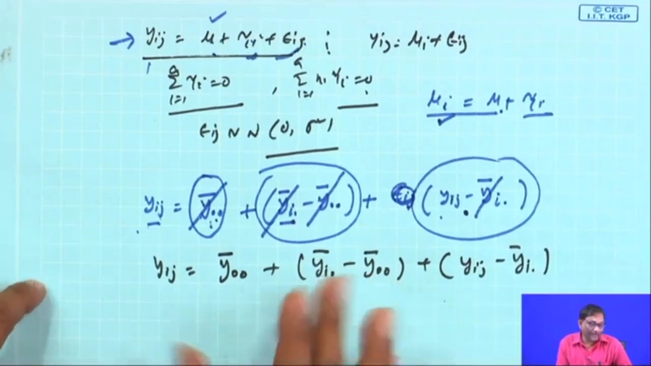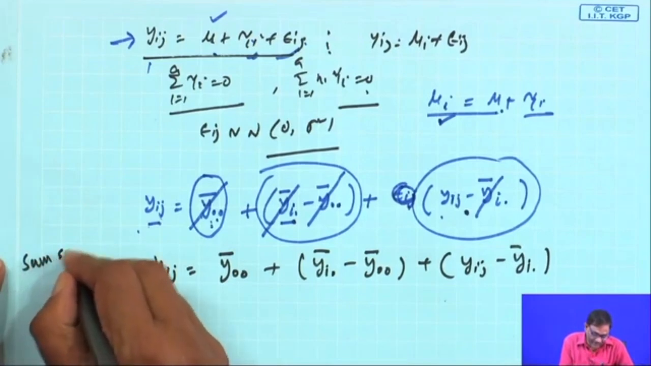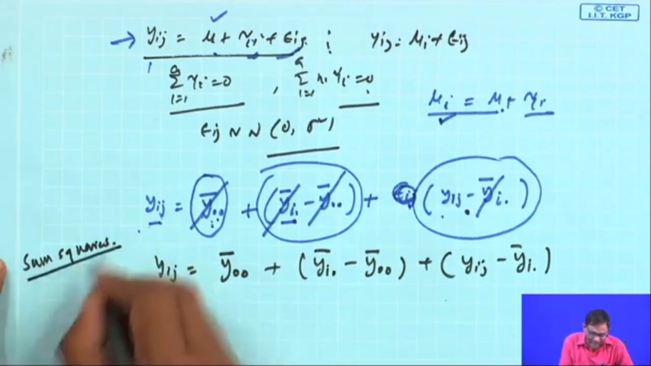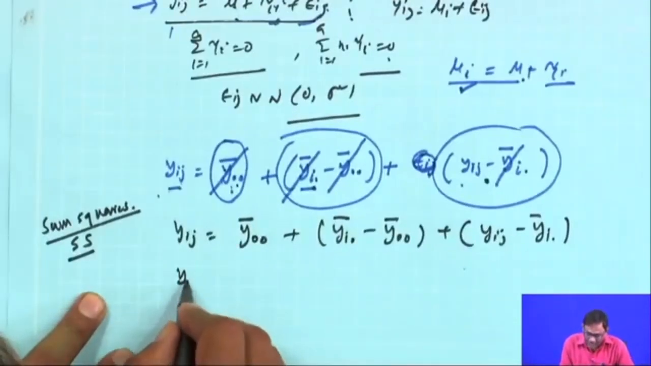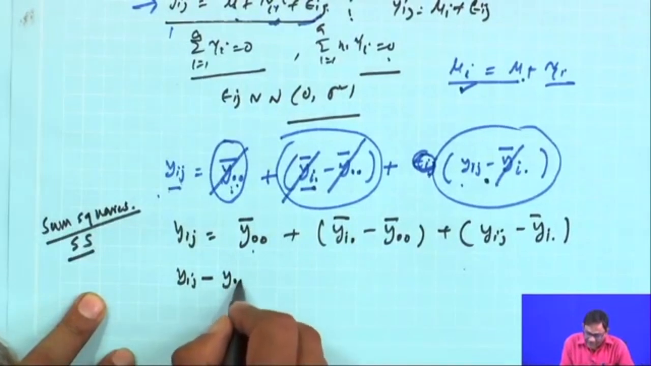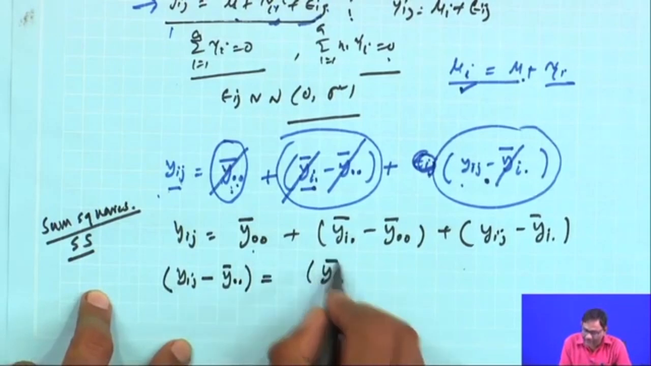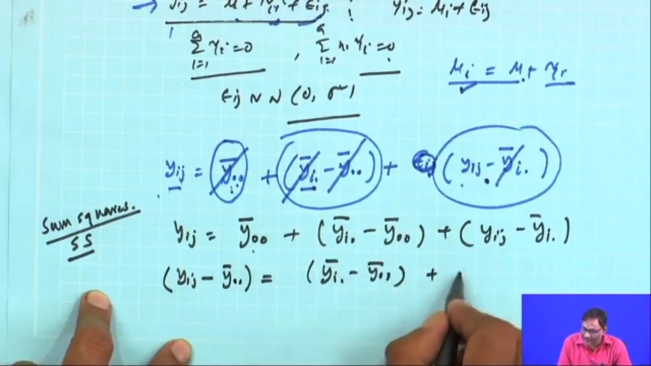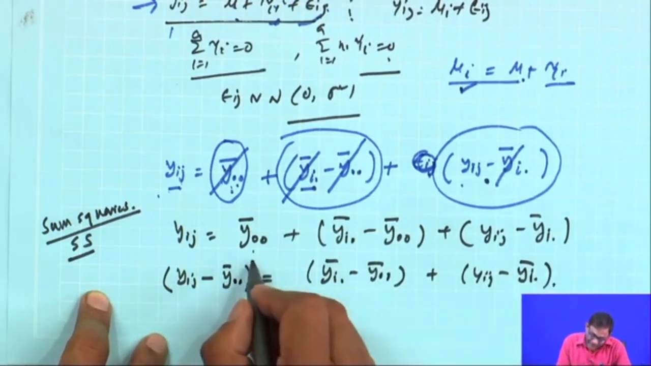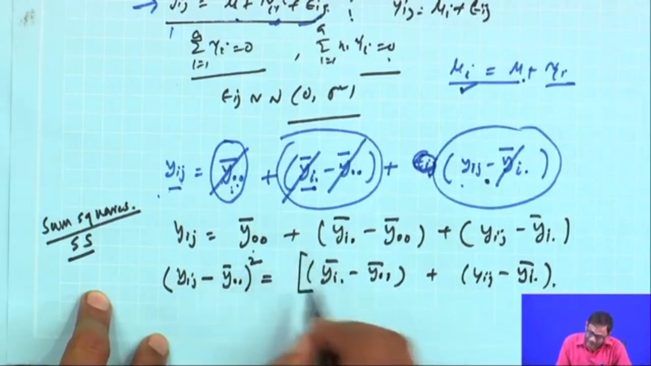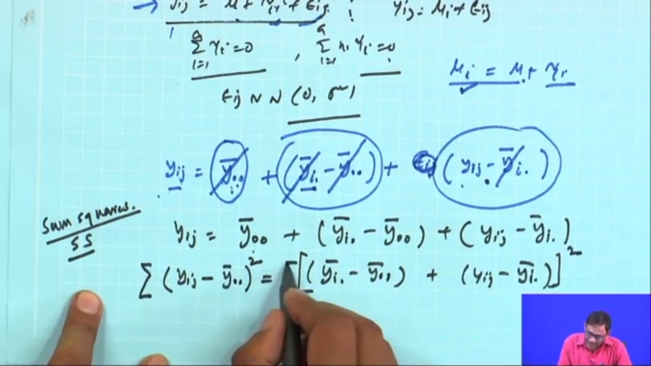So, from here we will derive a concept called sum square, that is known as SS. So, what you do, you just write down yij minus y dot dot bar on the left hand side, then the right hand side will be yi dot bar minus y dot dot bar plus yij minus yi dot bar. If you take square, then you have to square it and then take summation.